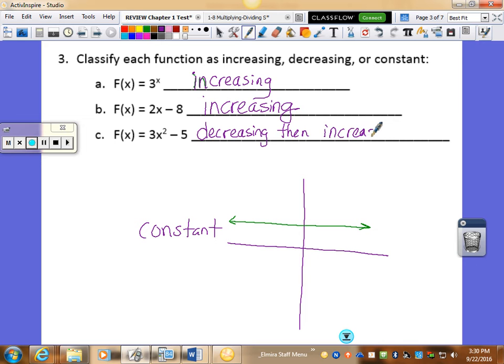Yes, order matters. You read a graph from left to right. So you can't just say increasing and decreasing. I know it does both, but the order in which it does it matters.